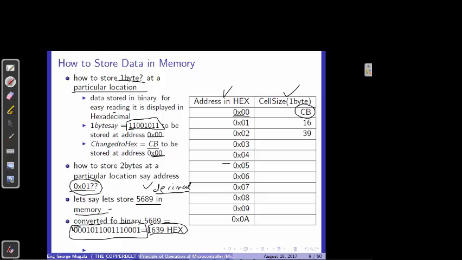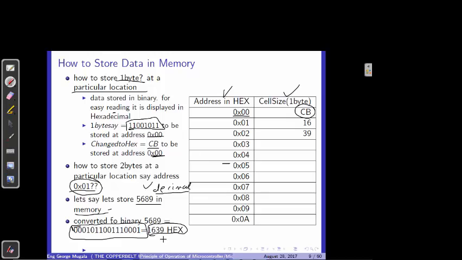So how does the computer, or how does the memory location, how is it wired to store this kind of information? Does it reject and say, look, you can't store 16 bits or 2 bytes of information, my cell size is 1 byte? No, there's a way.